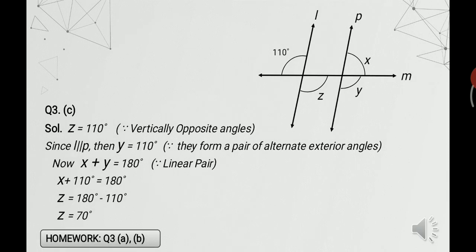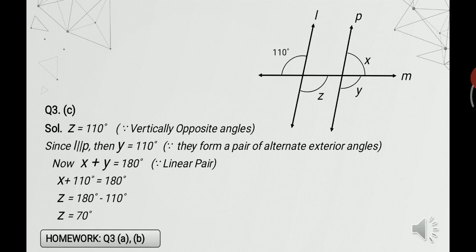Question number 3, part C. You can see in the given figure, we have to find the angles which are represented by the variables x, y, and z. So we'll start with z. You can see from the figure, z and 110 form a pair of vertically opposite angles. So z will be equal to 110, as we know that vertically opposite angles are always equal.